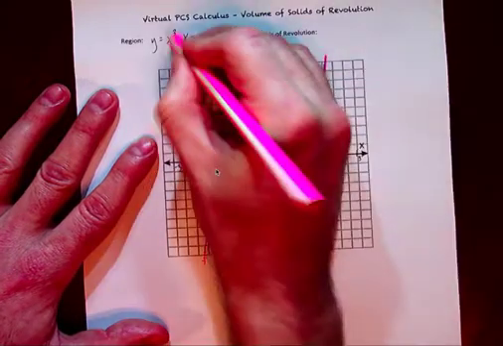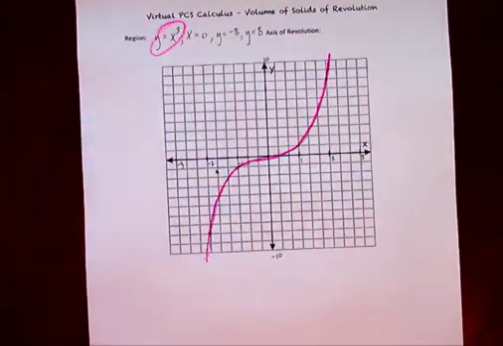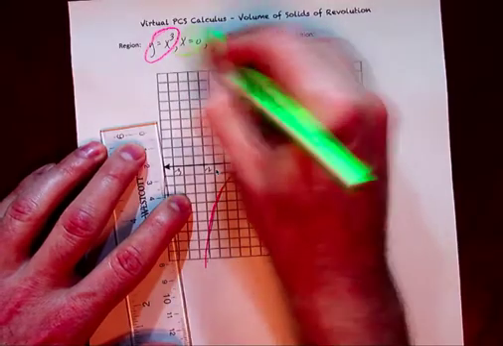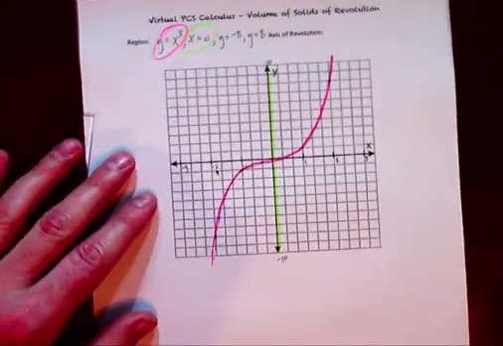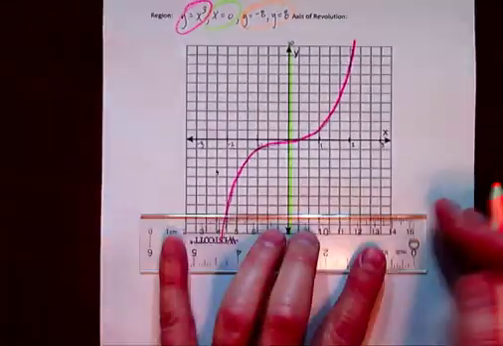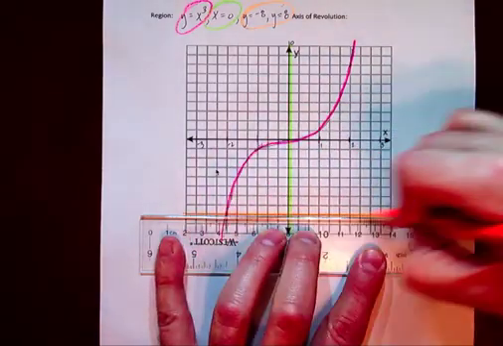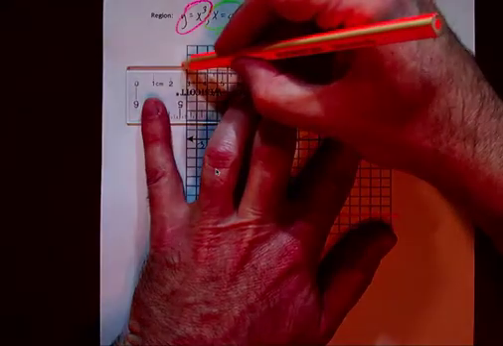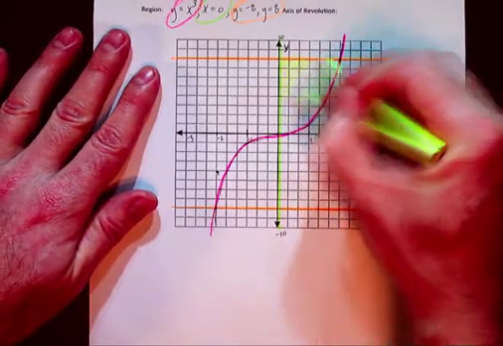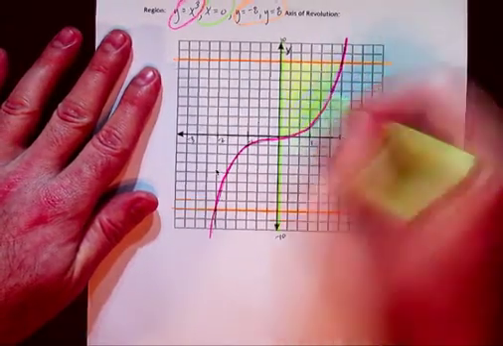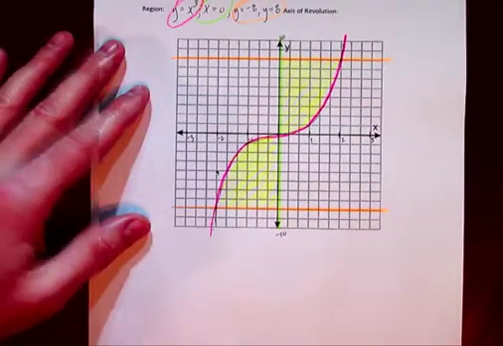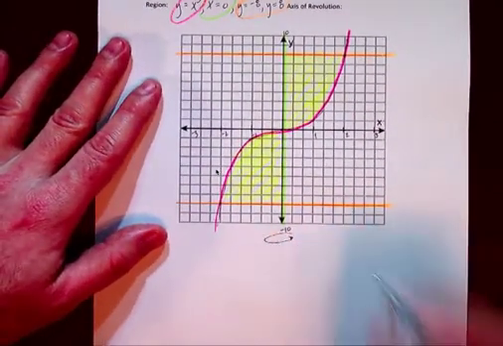I don't know why I pick up the pink one first. Now let's go ahead and do x is equal to 0, which we know is the y-axis. And then we can do both of these in orange, since we're not going to run the risk of confusing the two of them. That means that I'm going to be interested in this and this, okay? And I'm going to be spinning it around the y-axis.